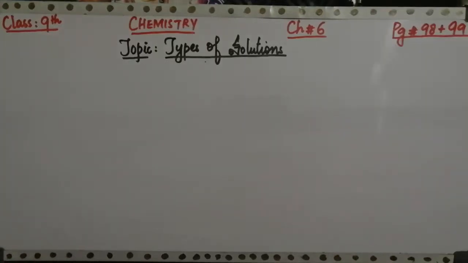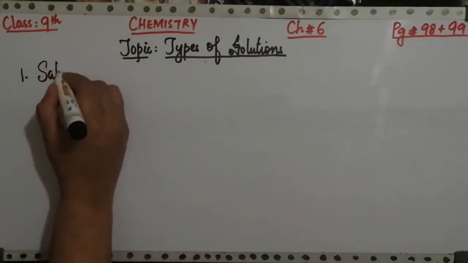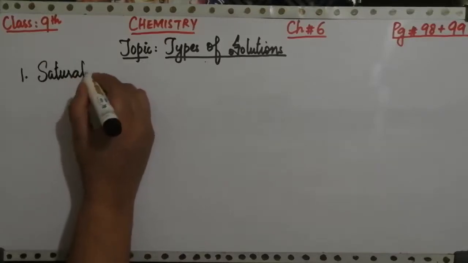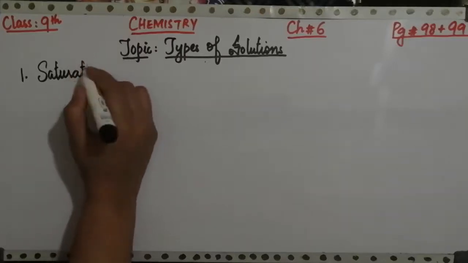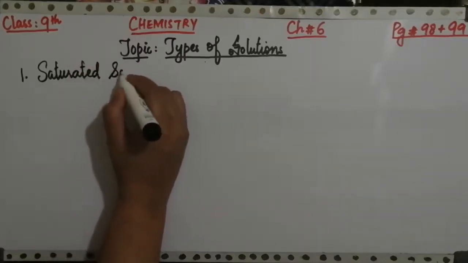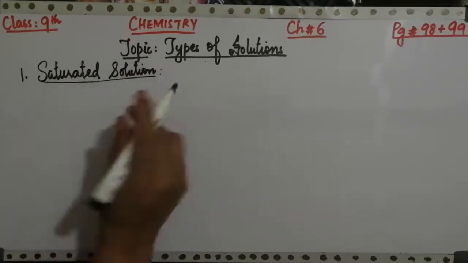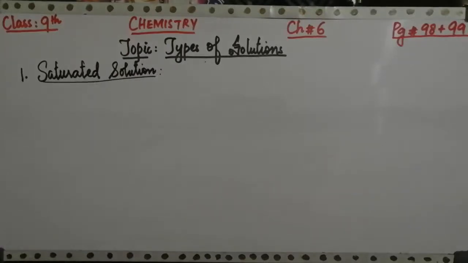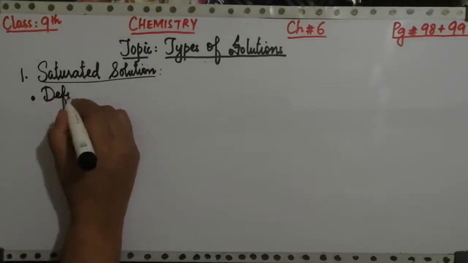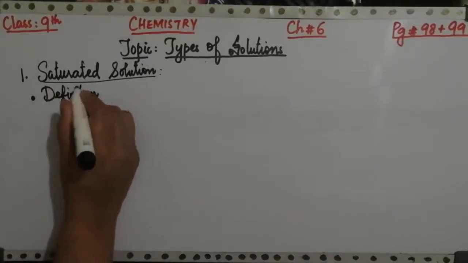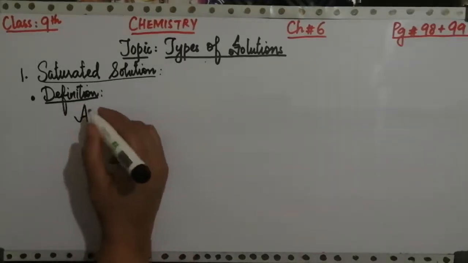Now first I am going to discuss the main types of solution, and in this category the first type of solution is saturated solution. For this main type of solution, you will start your heading in this way. The first subheading will be the definition of saturated solution. So what is a saturated solution?